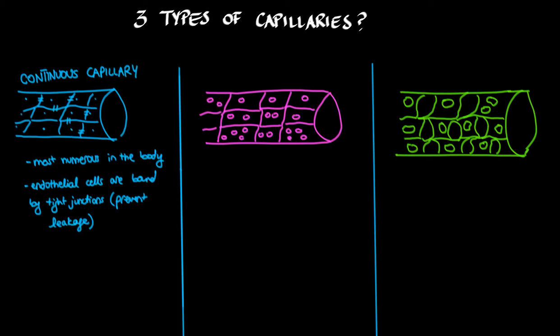Next up, let's examine the second type of capillary. So the second type, we call it the fenestrated capillary. And it's called the fenestrated capillary because there are actually pores, also known as fenestrations, in the endothelial cells. So this was lacking in the continuous capillary. And so this actually increases permeability when compared to the continuous capillary.